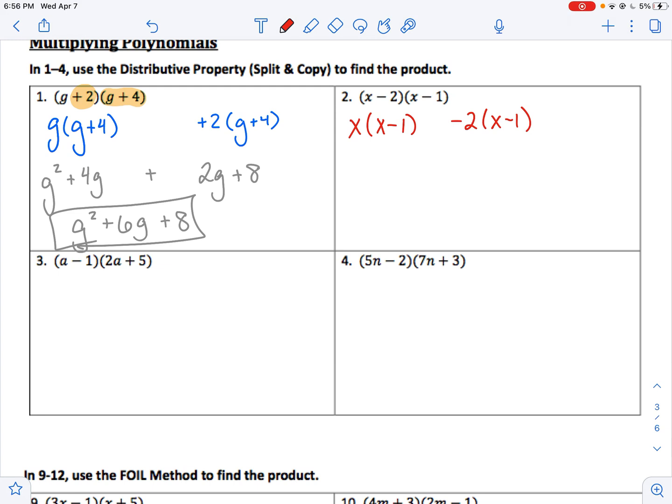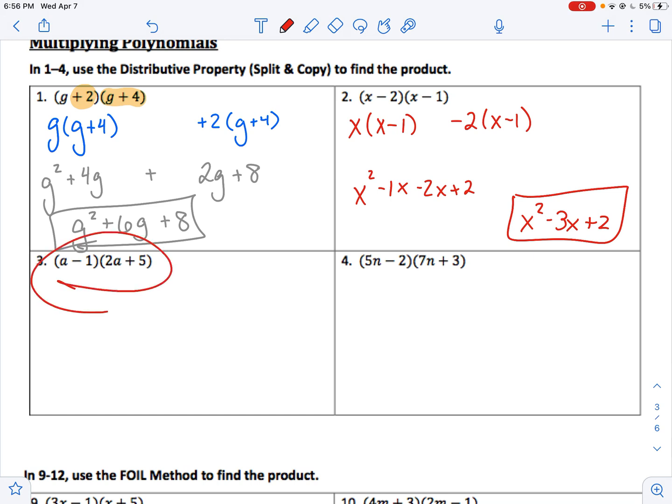All right, so you should have it paused already, and you should have your work done. If not, just pause the video. But here I would have x squared minus 1x minus 2x plus 2 for x squared minus 3x plus 2. All right, try this third one on your own, and then I'll write down the final answer for you.